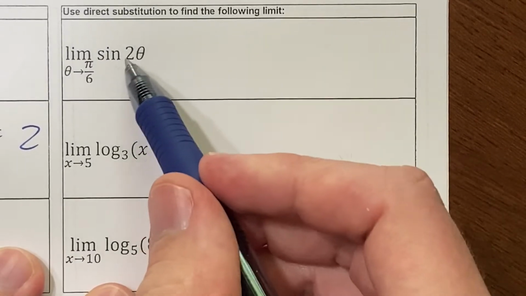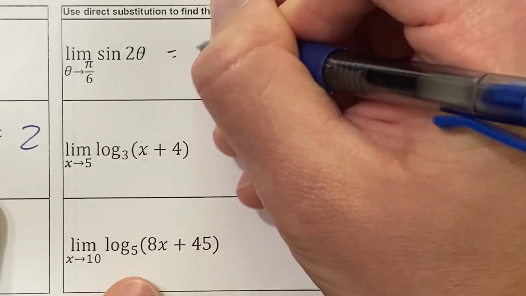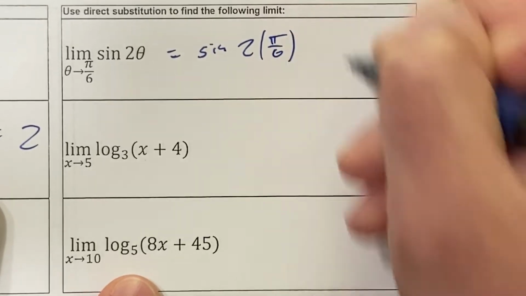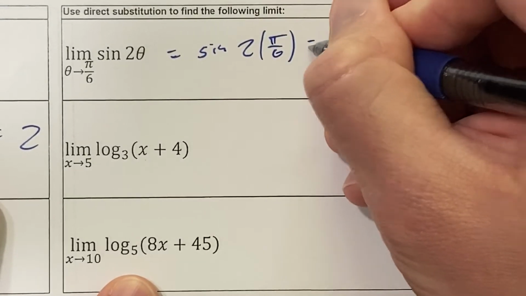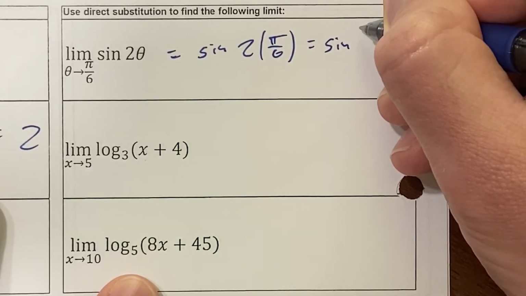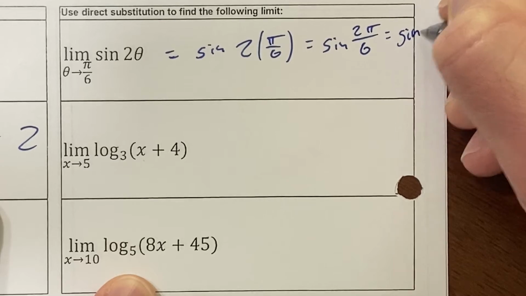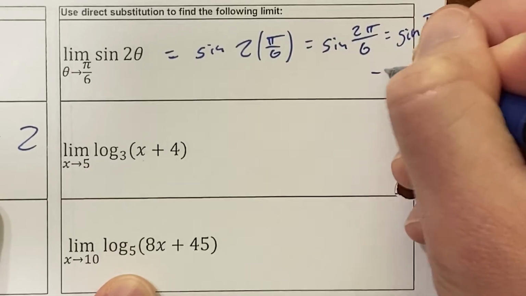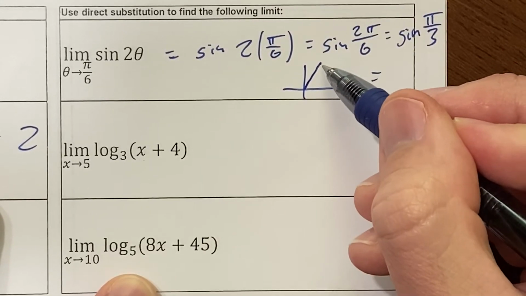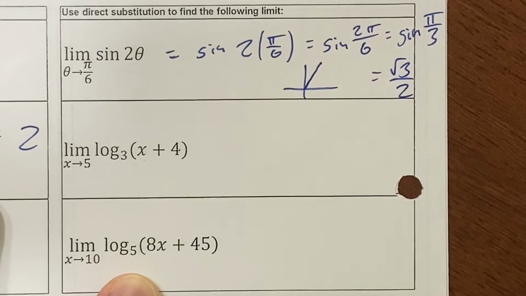All right, we got a sine function here. Limit as theta approaches pi over 6. So I'm going to plug in that pi over 6. That would be sine of 2 times pi over 6, which is the same as sine of 2 pi over 6 when I multiply. Let's write that out for everyone wondering. That would be the same as sine of pi over 3. And the sine of pi over 3 is right there. Sine is the y value. That would be square root of 3 over 2.